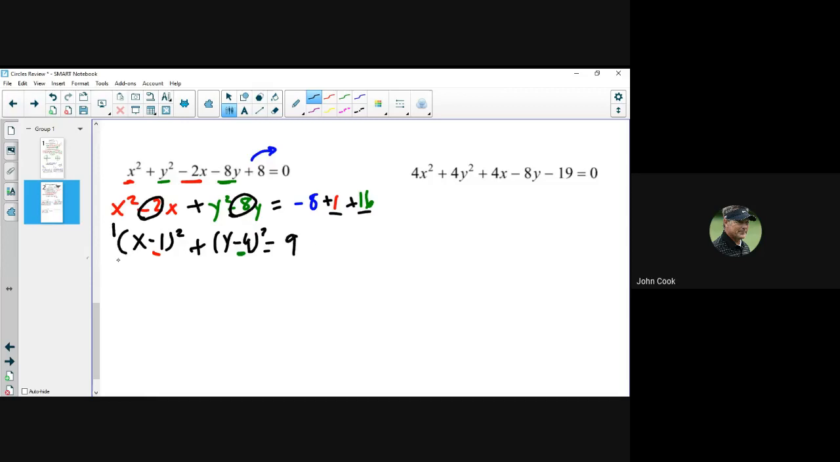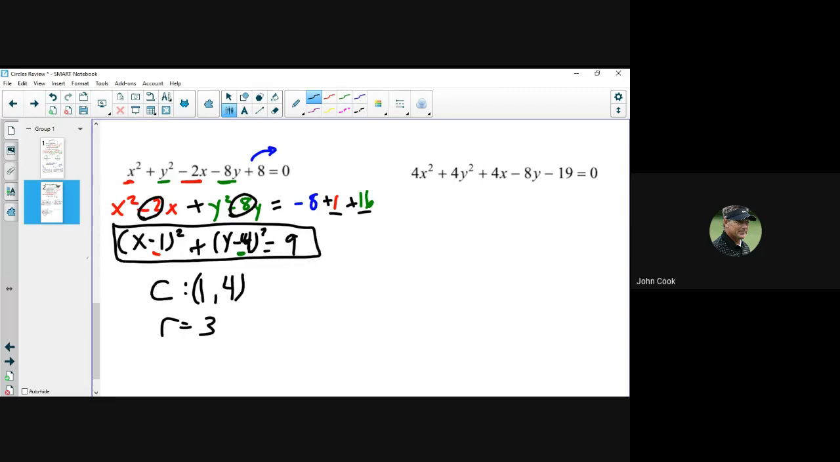So there's our equation in standard form. And you can even read off all the stuff from it too. See, check it out. Like our center is going to be located at 1, 4. And then our radius is going to be equal to the square root of that, so 3. So we can even graph it out if we wanted to.